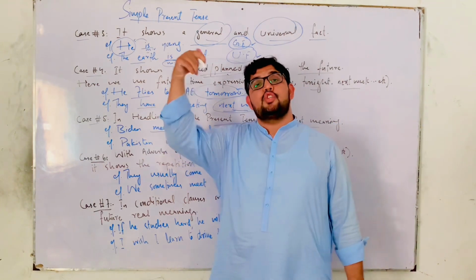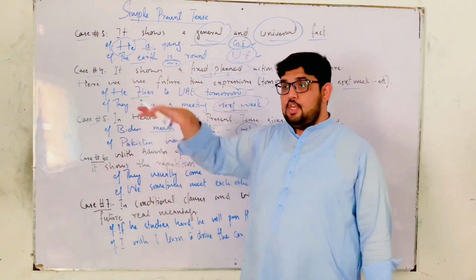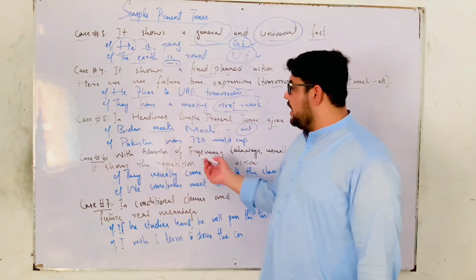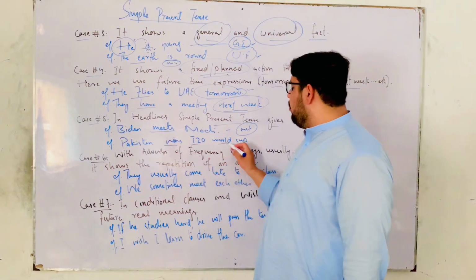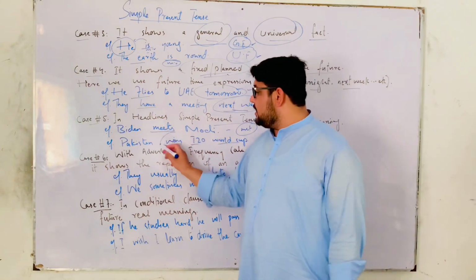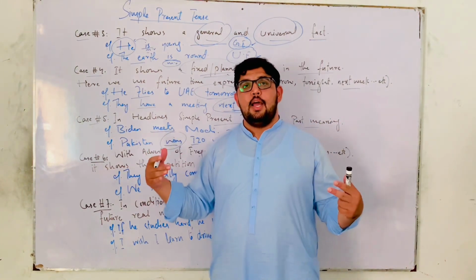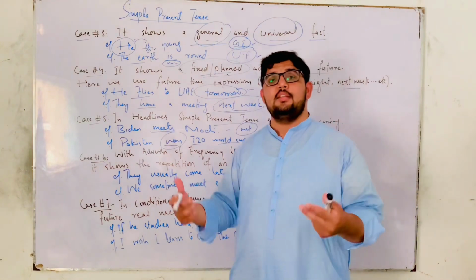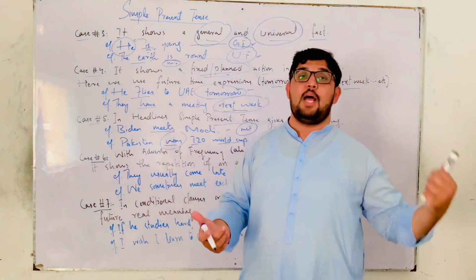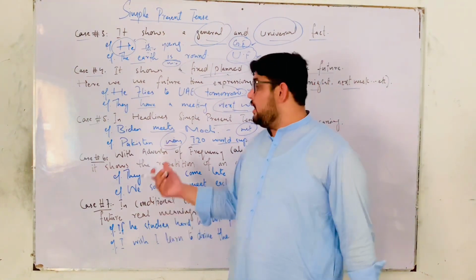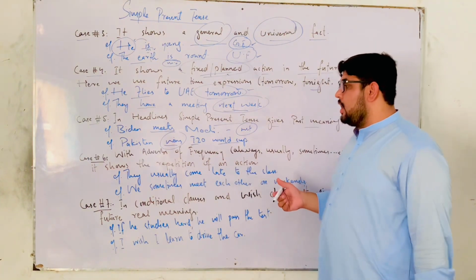So simple present tense in newspaper headlines gives past meaning. Pakistan wins T20 World Cup. Now, it is simple present tense, but it has already been done. Like they have already won, and in headlines they use simple present tense to describe a past action. So it means Pakistan won the T20 World Cup.